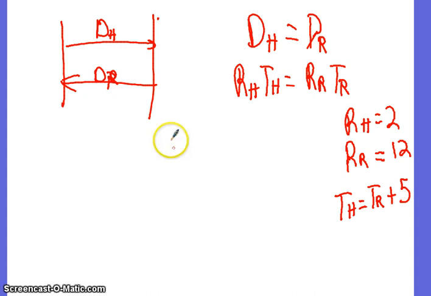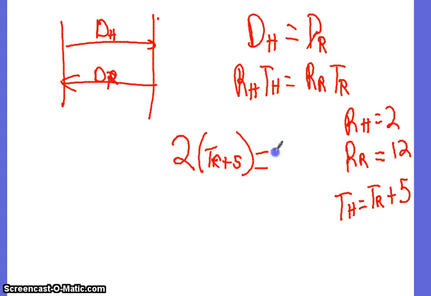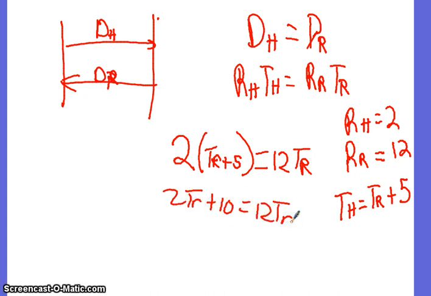All right, so you got 2 times TR plus 5 equals 12 TR. So 2TR plus 10 equals 12 TR. Subtract 2 TR on both sides. Okay, what do you end up with? 10 equals 10 TR. That's TR equals 1. Okay? So what do you end up with? TR equals 1. Okay. 1 and 6, right? Yeah. Very good.